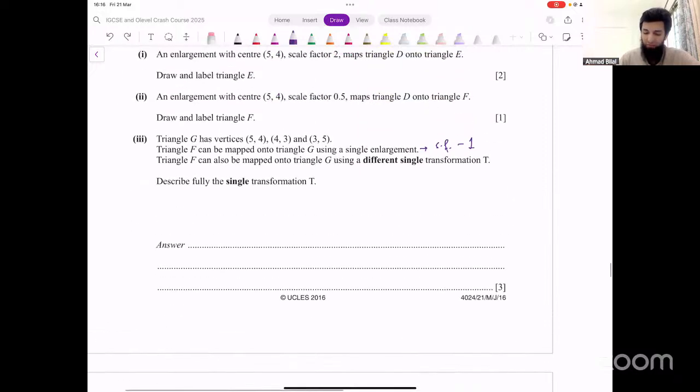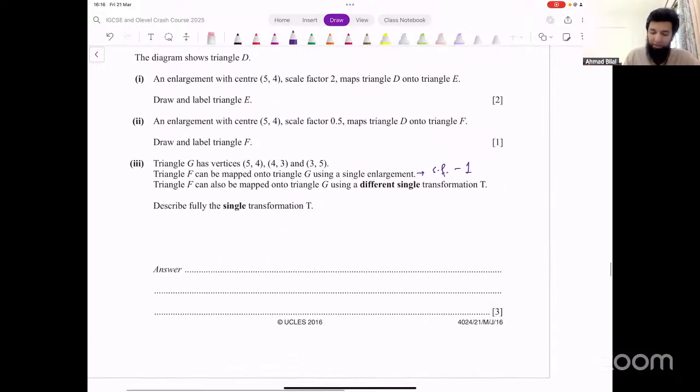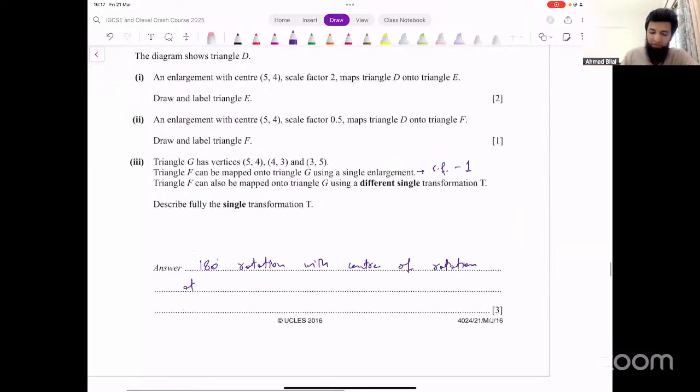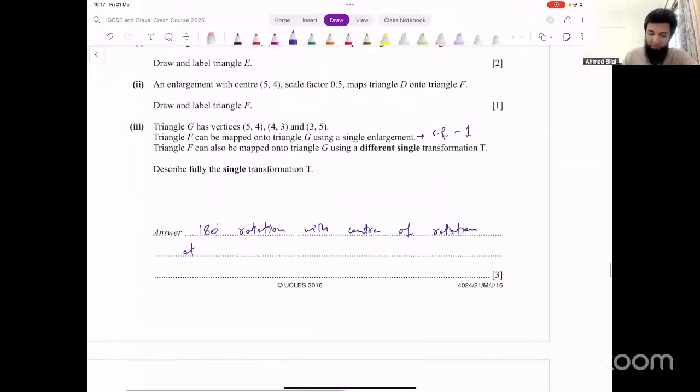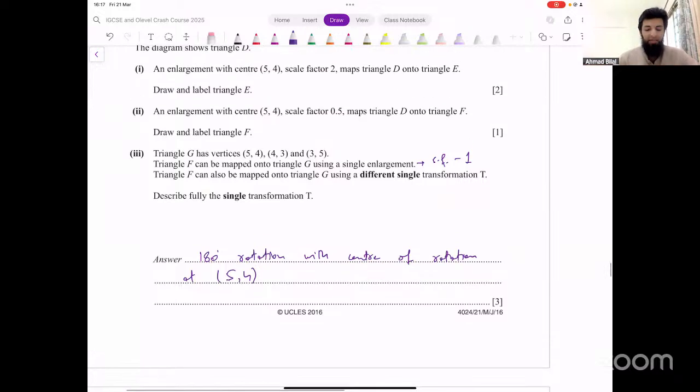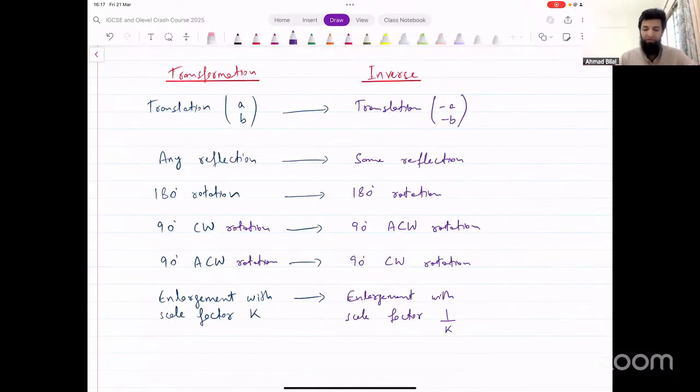So what do we write then? What's the transformation T that they're talking about? It's a rotation. It's a 180 degrees rotation. In 180 degrees, it does not matter whether you do anti-clockwise or clockwise. They're both equivalent. It's a 180 degrees rotation with center of rotation at the point X, which is 4 and 5. No, 5 and 4. With center of rotation at 5 and 4, that's the transformation that's happening there. Okay, and that is actually something that's true in general, which I would recommend that you actually remember.